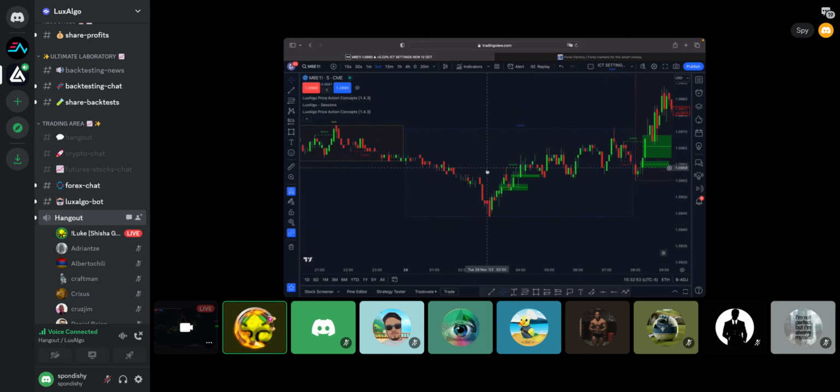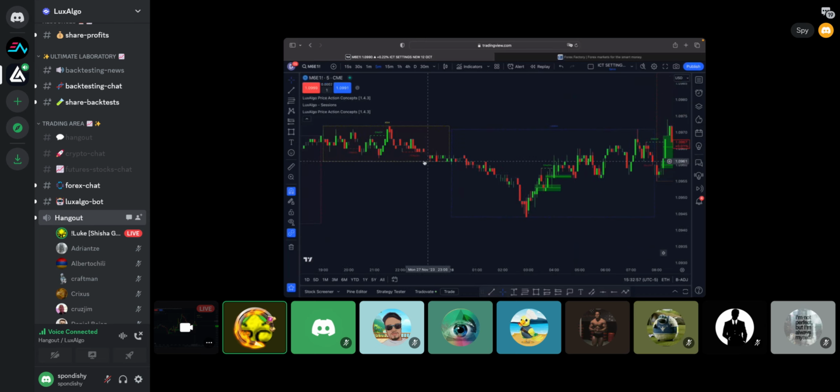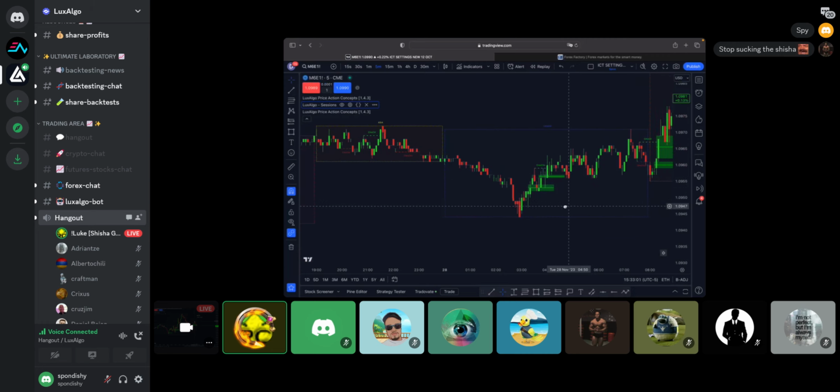Wow, this looks disgusting. Oh, I think I'm on the futures, that's why. But anyway, we sweep previous session low. We wait for step 2, CHOCH. We got CHOCH right there. Step 3, FVG. We got an FVG right there.